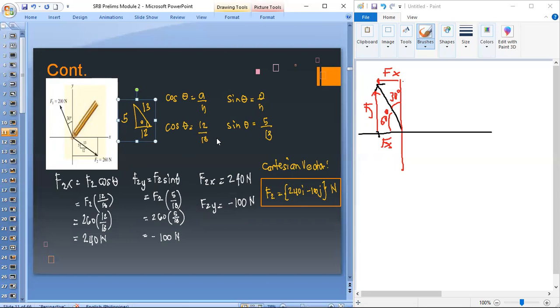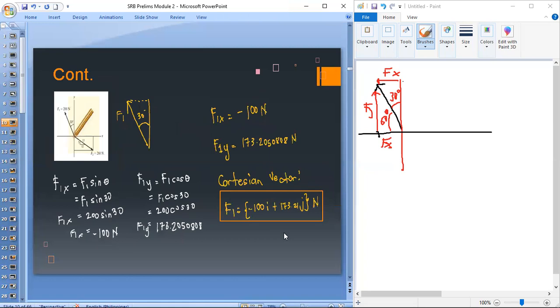So input sine too, basic algebra, transpose that. Substitute F2 times 5 over 13, so the 260 given to you times 5 over 13, you'll get 100 newtons, negative because it points downward. And then arrange it in Cartesian vector form. You have (240i minus 100j) newtons. So that is your F2. Basic, right? Now you have F1 and F2.